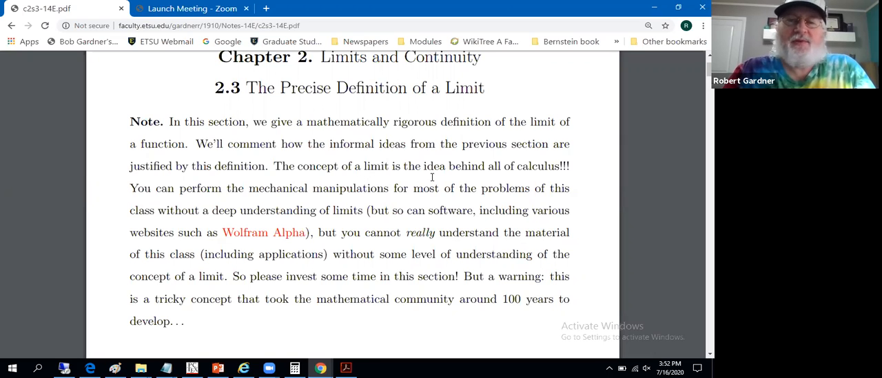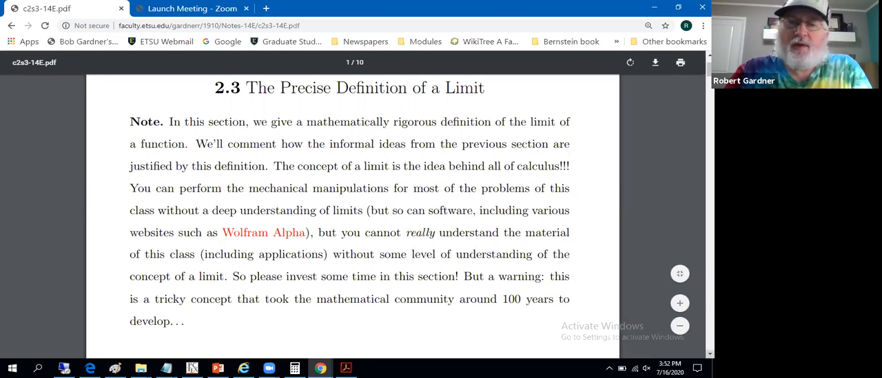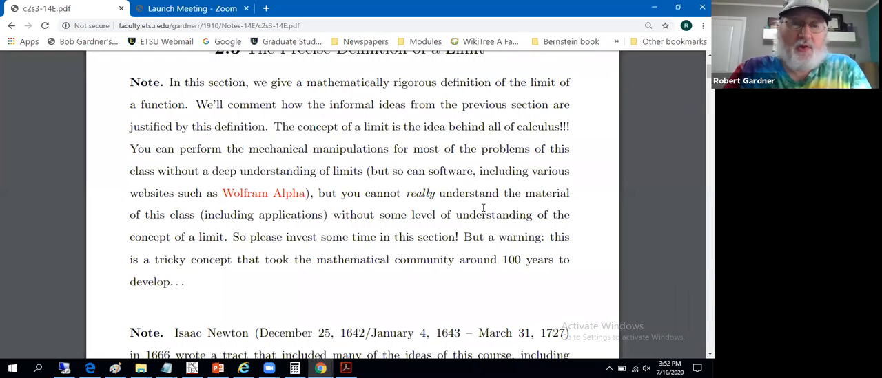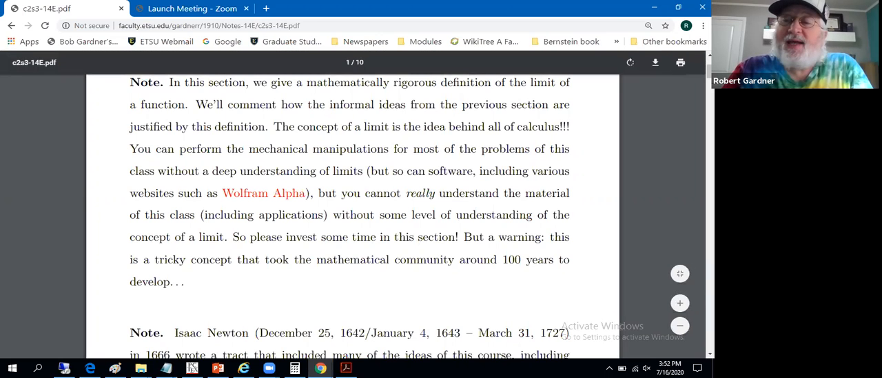This is so fundamental. The concept of a limit is the idea behind all of calculus. Now, some of the good news is you may be able to fake it and perform mechanical manipulations, calculate limits, calculate derivatives without a deep understanding of what's going on. Software can do that, though. You can't really understand this material, including the applications, unless you've got some level of understanding of what a limit is and what it isn't. So please try to spend some time on this section.